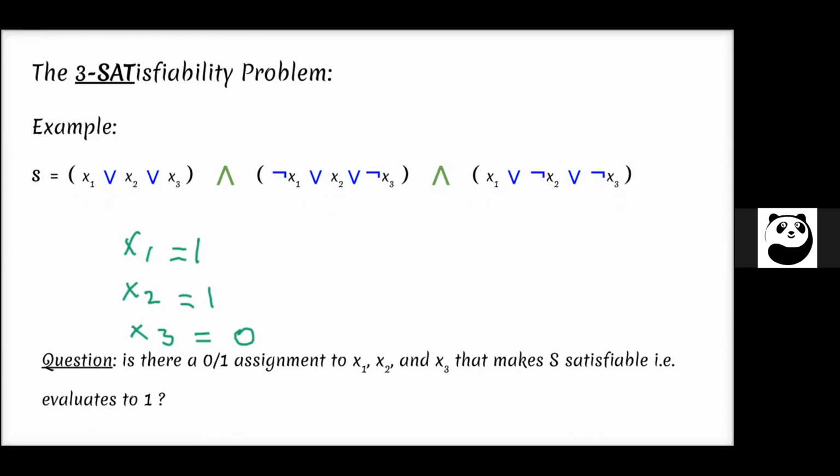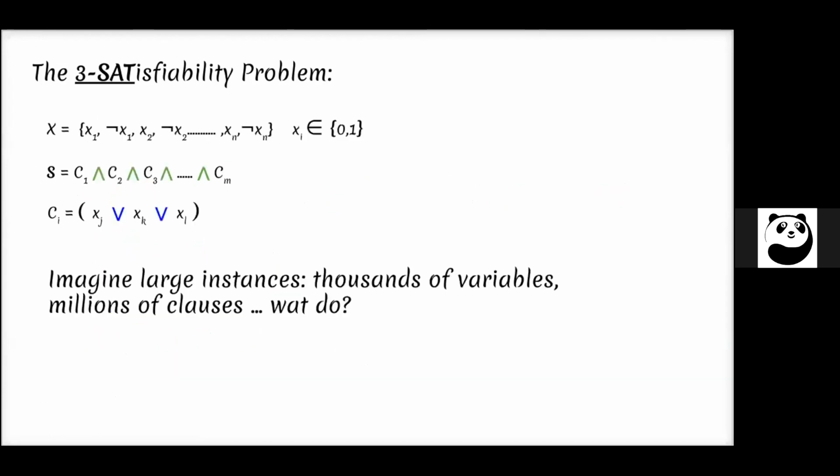So this is a satisfying assignment. It's a solution to our problem. If someone gave you this assignment, you just plug it in and you say, oh yeah, you're telling the truth. It's true. But imagine you have large instances. Imagine thousands of variables, millions of clauses. What are you going to do? In general, when we're talking about this problem, always keep in mind an infinite number of possible instances. What do you do? What is your instinct?